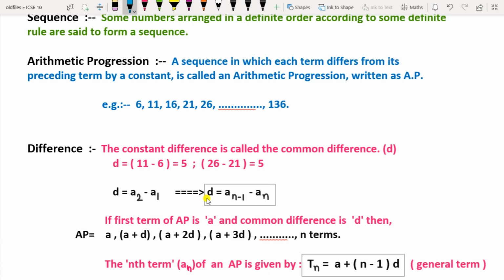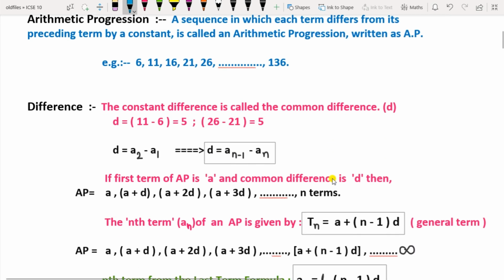The behavior of the sequence depends upon the value of d. If the value of d is positive, then the terms will grow towards positive infinity, and if the value of d is negative, then the terms will grow towards negative infinity. So this is about d, the difference, which is a constant term.